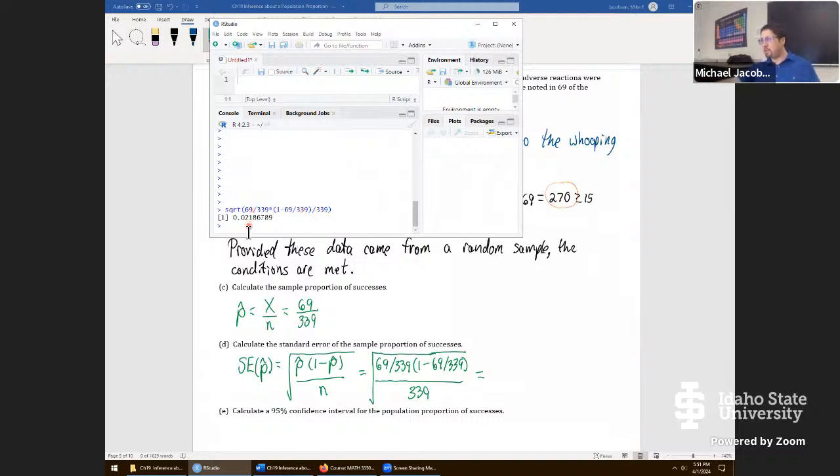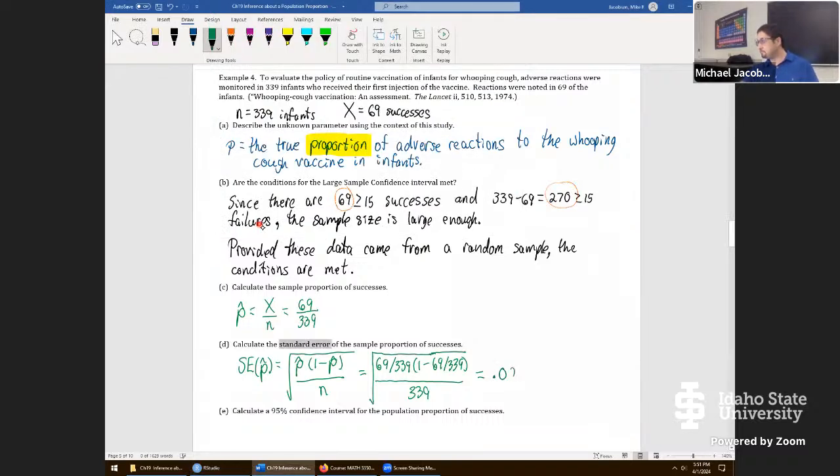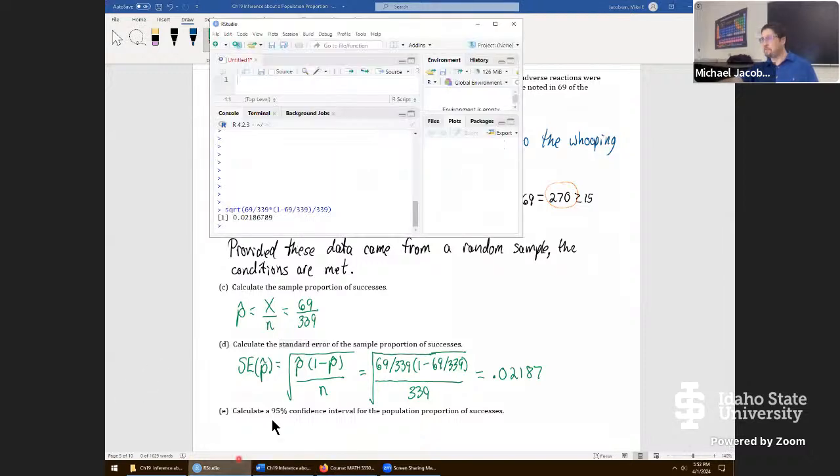So I get a standard error of 0.02187 if we're rounding to that digit. Let me double check those digits. It's still just a Monday. 0.02187. Okay, I think that looks all right. How's that working out for folks so far? Are we all getting about the same quantity here?